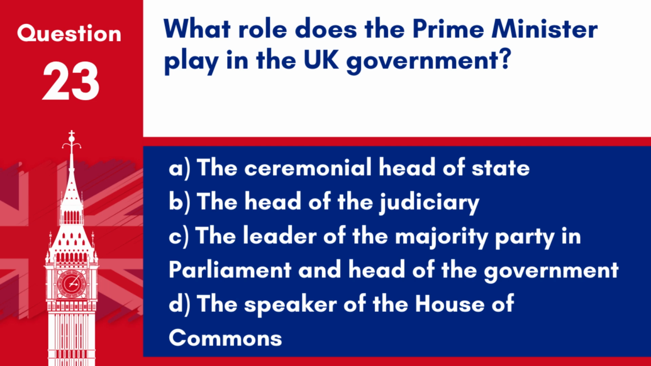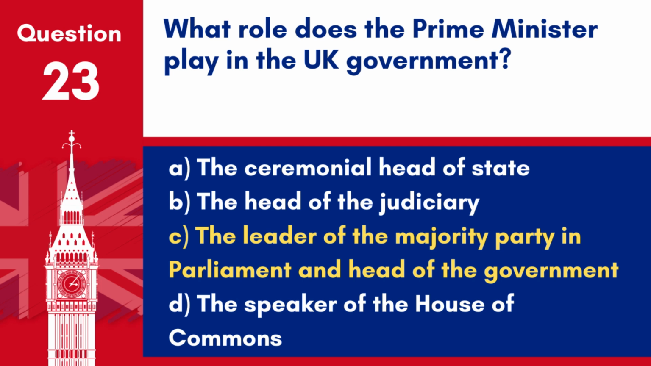Question 23. What role does the Prime Minister play in the UK government? A. The ceremonial head of state. B. The head of the judiciary. C. The leader of the majority party in Parliament and head of the government. D. The Speaker of the House of Commons. Answer: C. The leader of the majority party in Parliament and head of the government.